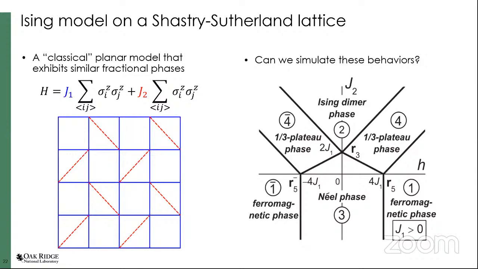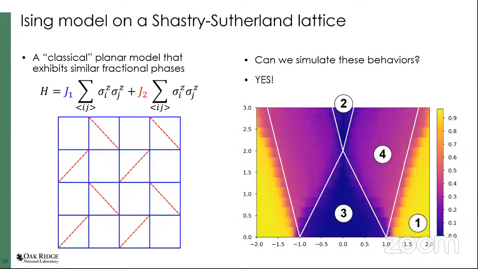And that frustration produces a phase diagram like the one you see on the right. There are at least 4 different phases: the ferromagnetic phase, the dimer phase, the Néel phase, and this 1/3 plateau, or the fractional magnetization phase. And the question is, can we use a quantum computer to simulate this particular phase diagram? And the answer up front is yes, we can.